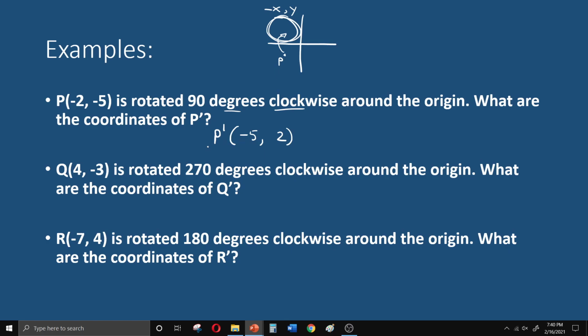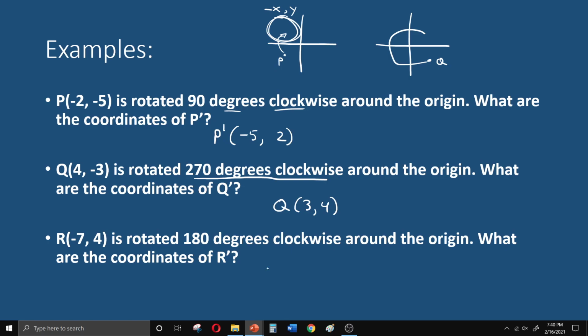All right, Q. Let me start over again. Again, just draw roughly where it goes. So (4, -3) would be down in this quadrant. I am rotating 270 degrees clockwise, so around the clock, 1, 2, 3 this way. Same thing as going 90 this way. I'm going to be in quadrant 1. Well, that's easy. Both coordinates are positive, so I just simply need to switch them around and make them both positive.